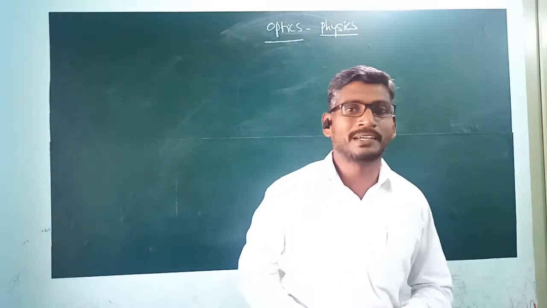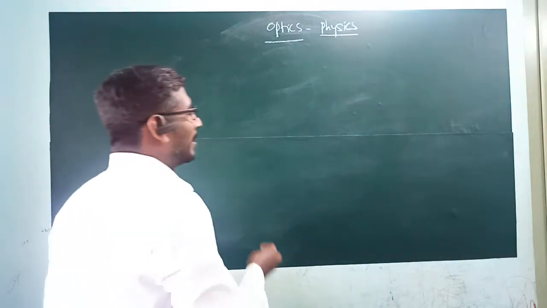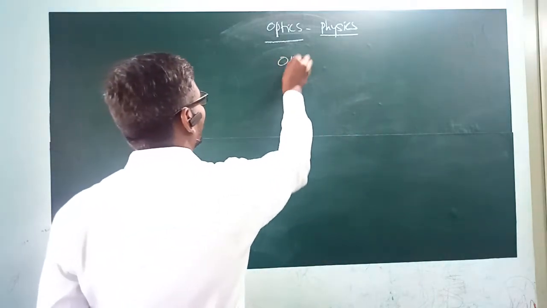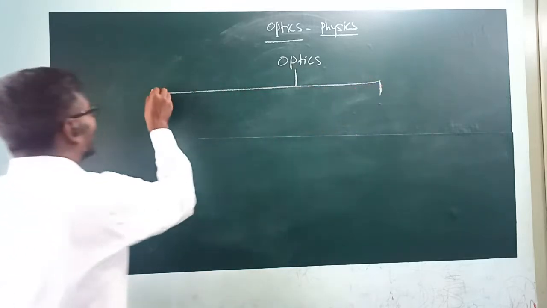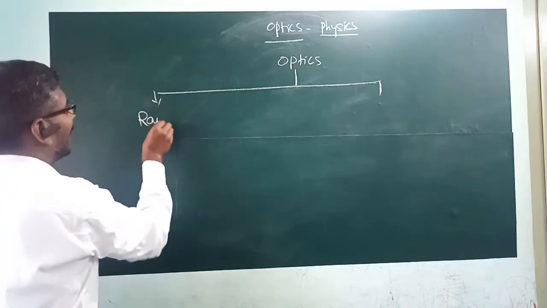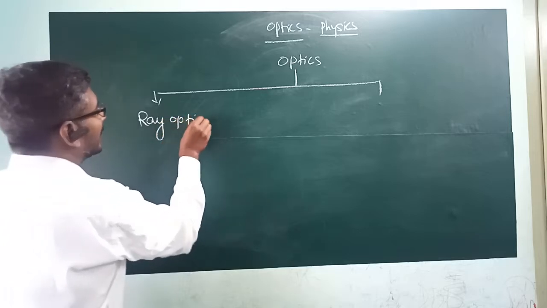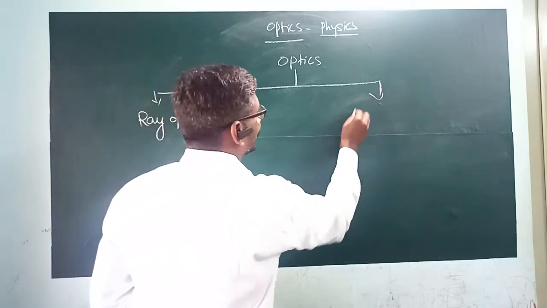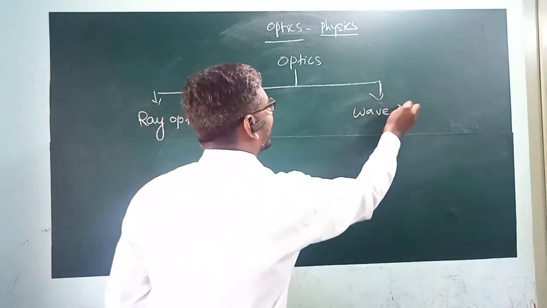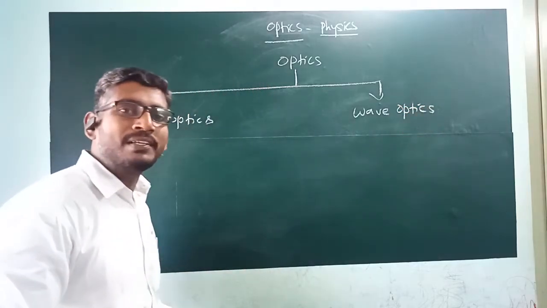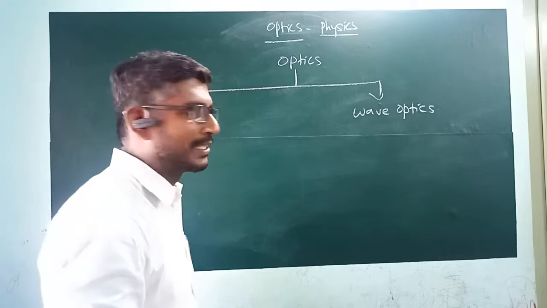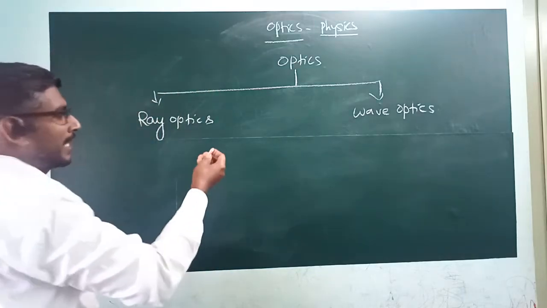In the higher secondary level, optics is classified into two different types. One is ray optics, and another one is wave optics. So these are the two different areas into which optics is classified, and you are preparing for the same for your competitive examinations. First and foremost, I would like to tell you something.